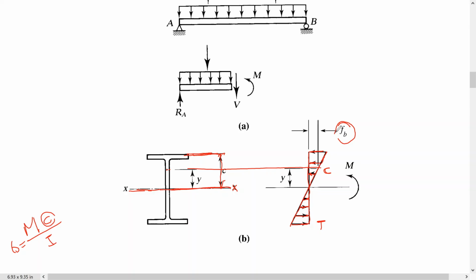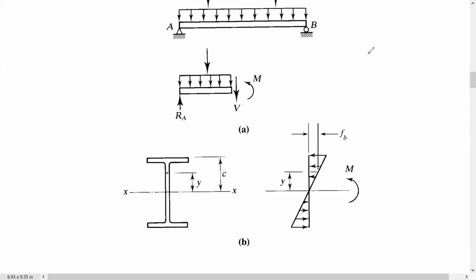Let's move on here. As I just mentioned, F sub B is all the time equal to M times Y over I. Y is the perpendicular distance from the neutral axis to this point. Because this is a symmetrical shape, the neutral axis all the time coincides with the centroidal axis.